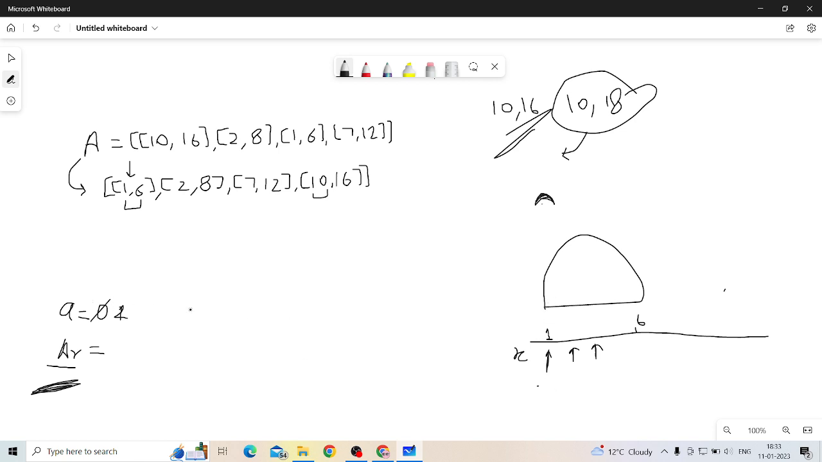I'm just saying I am throwing one arrow, not from 1. I'm throwing one arrow for this balloon. And how will I find the minimum number of arrows? If this balloon is from 1 to 6, and I want to use the minimum number of arrows, what I will do is say I am throwing this arrow at 6.